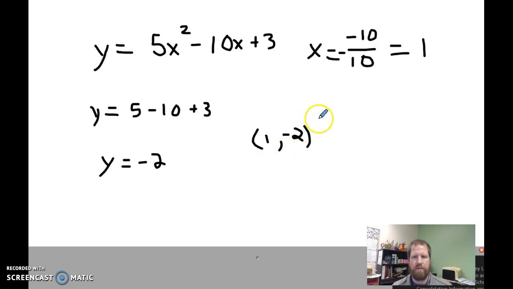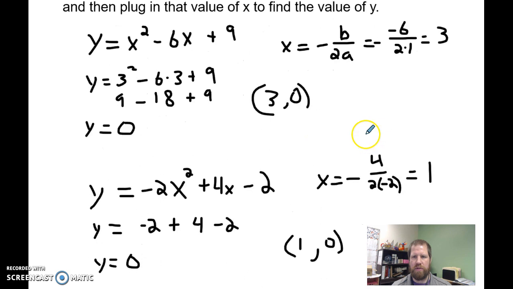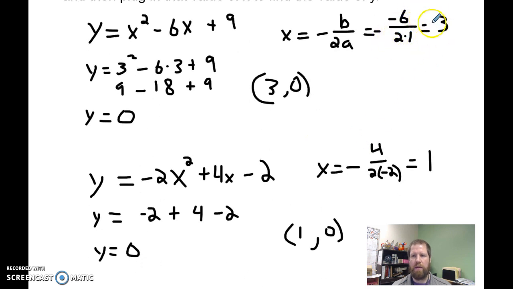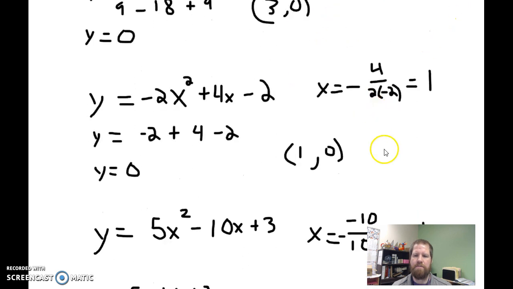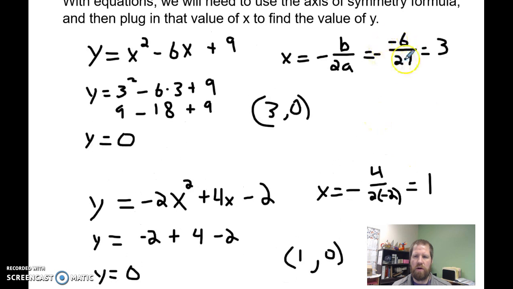Keep in mind for my examples, this is much more common where you would come up with an actual value for x instead of just getting ones all the time. So make sure that you are paying attention for your axis of symmetry formula and doing that correctly. Don't forget your initial negative sign.